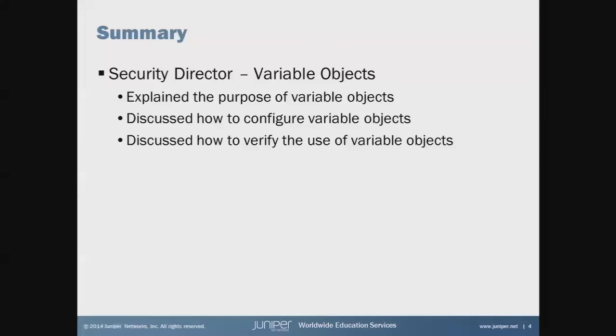Alright, so that brings us to the end of the Security Director Variable Objects Learning Byte. First, we explained the purpose of variable objects. Then we discussed how to configure variable objects. And then we discussed how to verify the use of those variable objects. And we did that through just examining what the CLI would look like inside of the GUI, inside of Security Director. We could have taken that a step further, pushed those policies to the managed devices and looked at the CLI, but that wasn't necessary. We were able to see the changes and the differences just by looking at what they would be inside of the Security Director GUI.